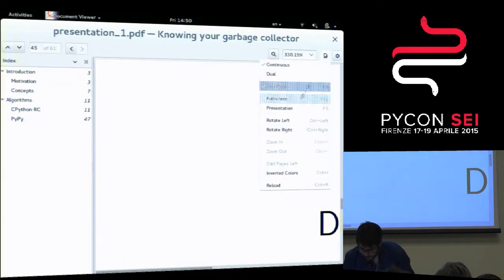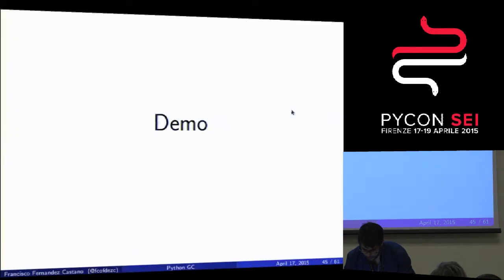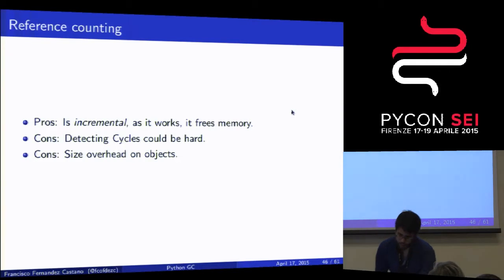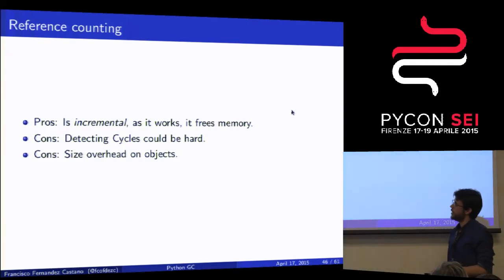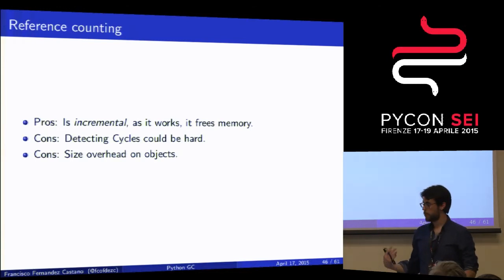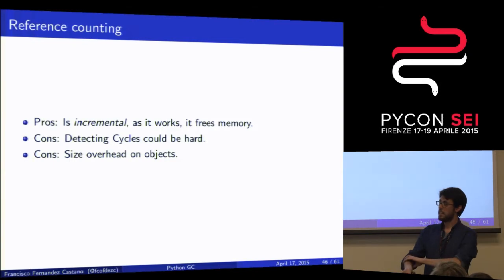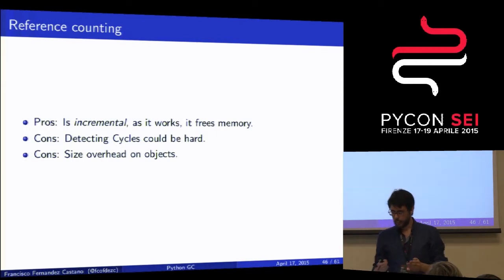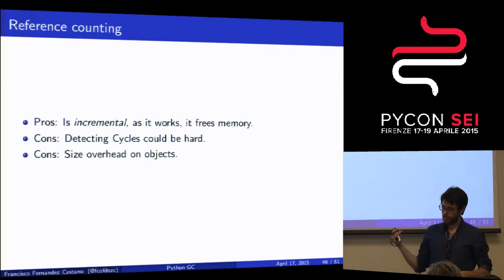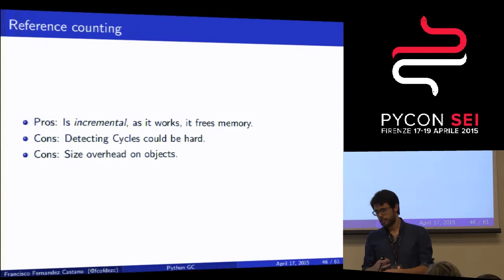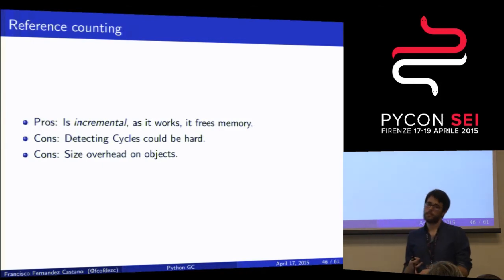Okay. Well, as everything in life, this approach has some drawbacks. The process is incremental, so once we allocate a resource and we don't need it anymore, if it's not in a cycle, it will be freed immediately. But as drawbacks, as you can see, detecting cycles can be tricky.